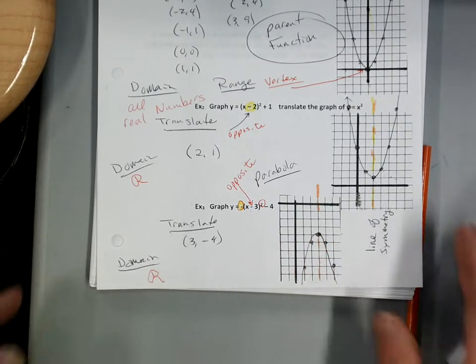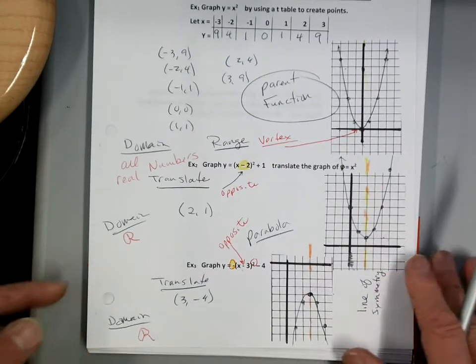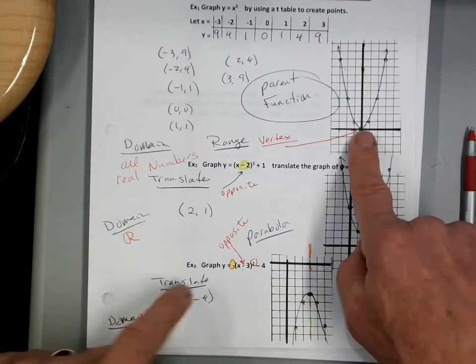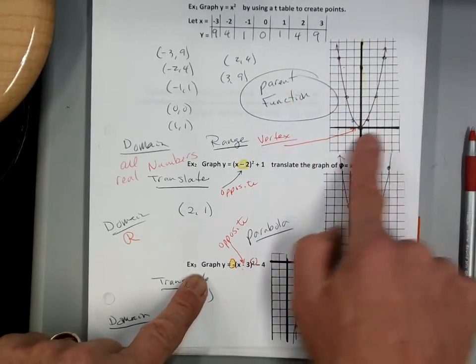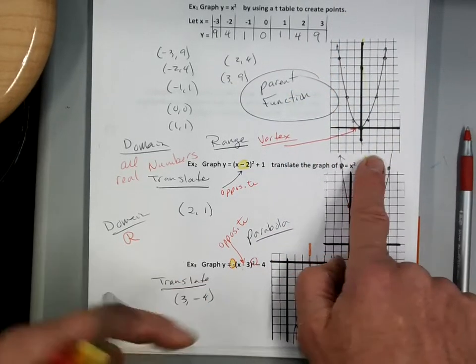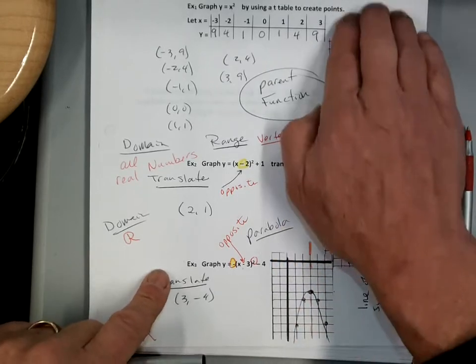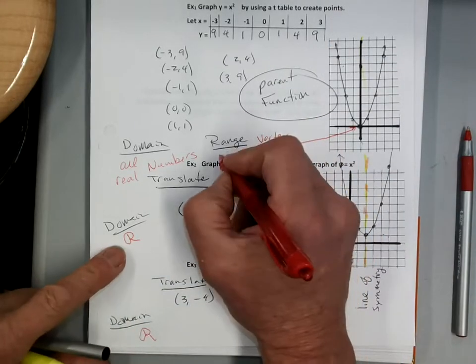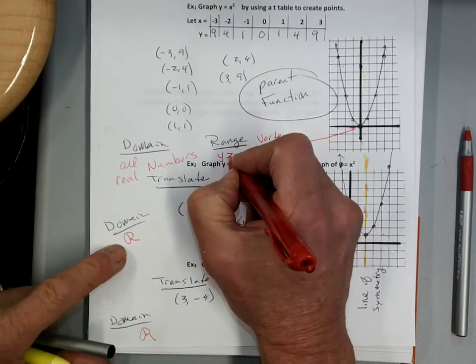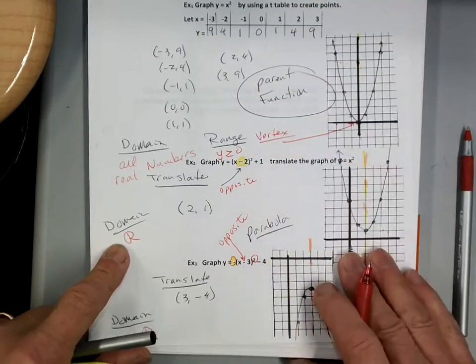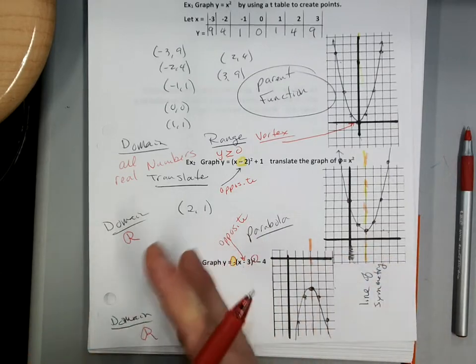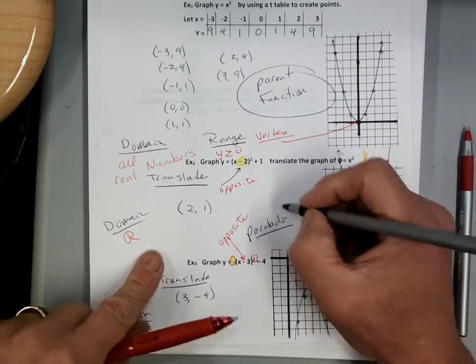Now the range is different. Let's talk about the range. So the range is the y values. It goes up. But there's nothing down here. There's no graph down here. So this range starts at 0 and goes up. So we'd say the range is y is greater than or equal to 0. It starts at height of 0 and goes up.